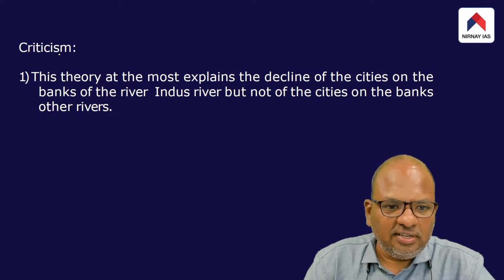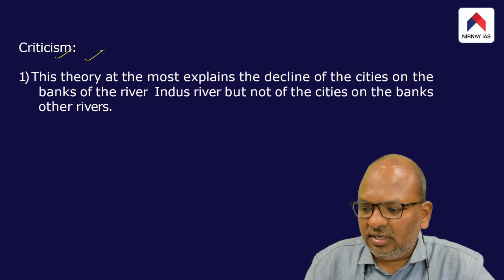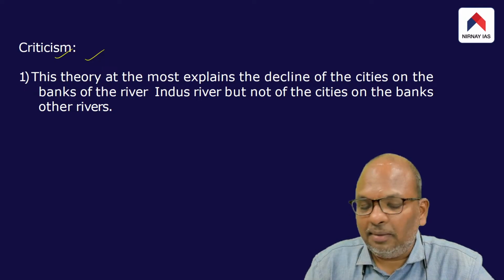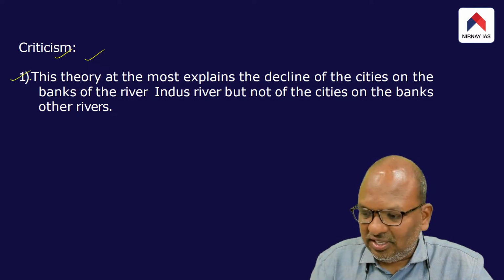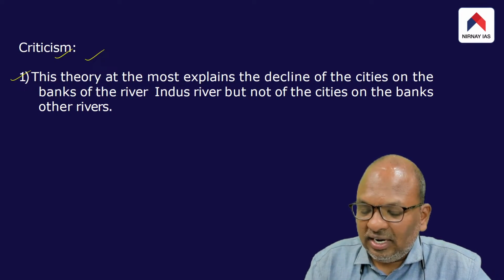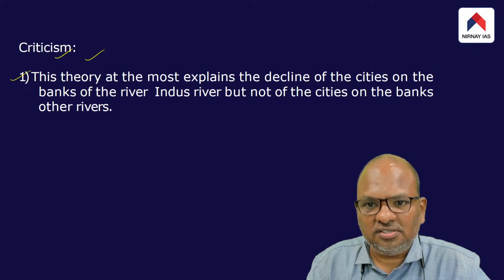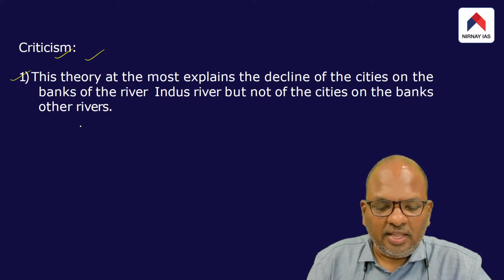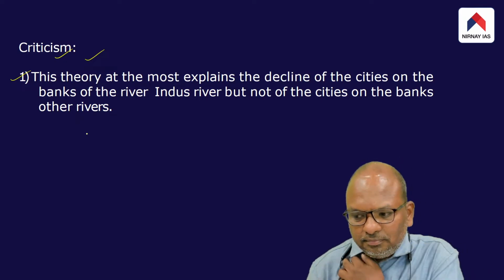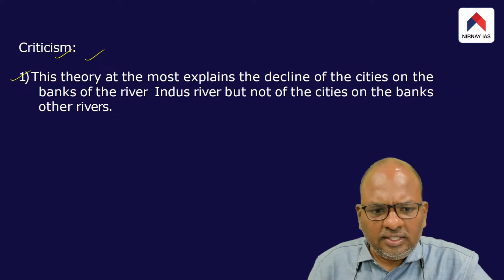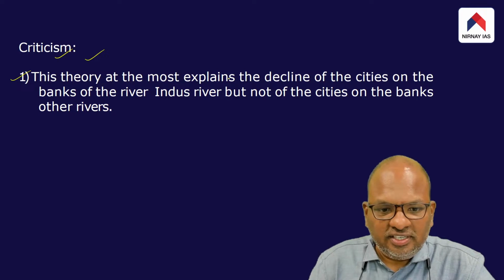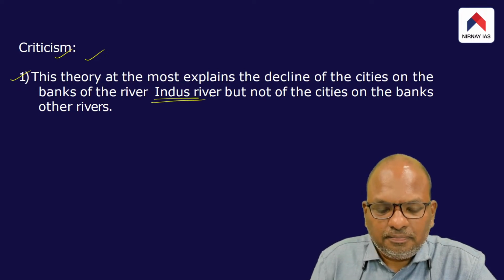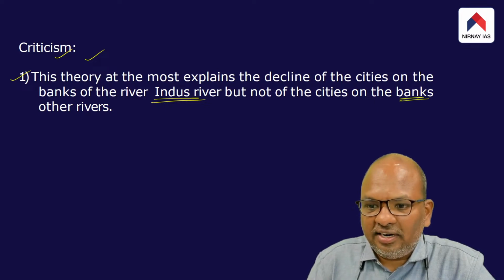But the point is, even this theory is criticized by a number of scholars on a number of points. The chief criticism against this theory is that this theory at most explains the decline of Indus Valley cities located on the banks of the river Indus and not on the banks of other rivers. So what is the chief criticism? The chief criticism against this theory is that it at most describes the decline of Indus Valley cities located on the banks of the river Indus and not on the banks of other rivers.